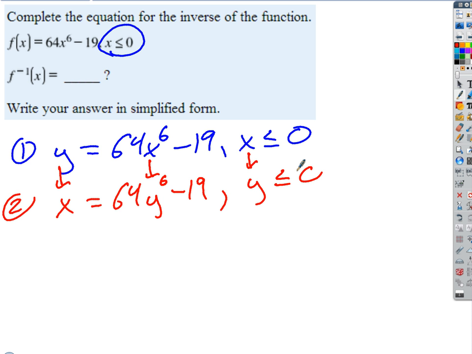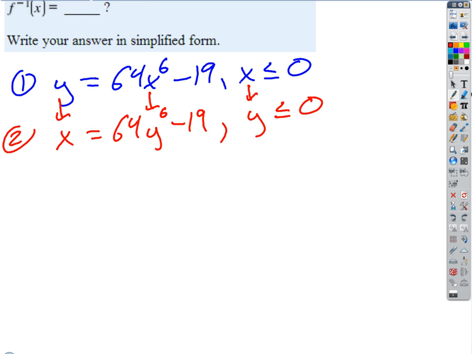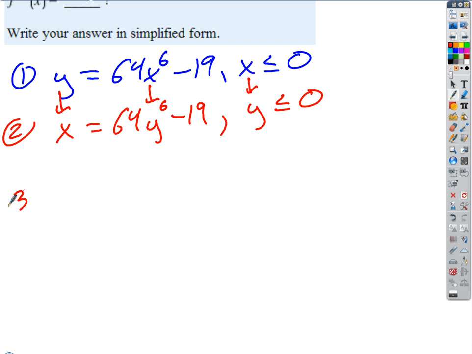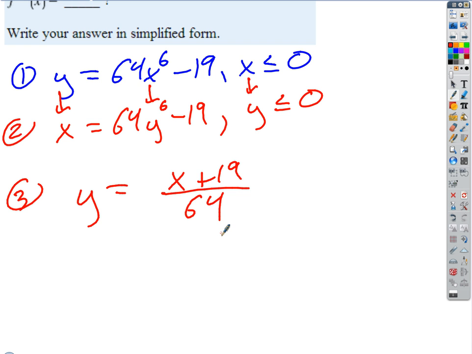Okay, you can all tell me, what are the steps I use to isolate Y? First, I add 19, divide by 64, and then take the 6th root, okay? So let's combine all those steps into one. We're going to get the Y by itself, and you told me I'm going to get X plus 19 divided by 64, and then I take a 6th root, right? Okay, that's the same thing. I can either write it as a 6th root or a 1/6 power, but what am I forgetting?